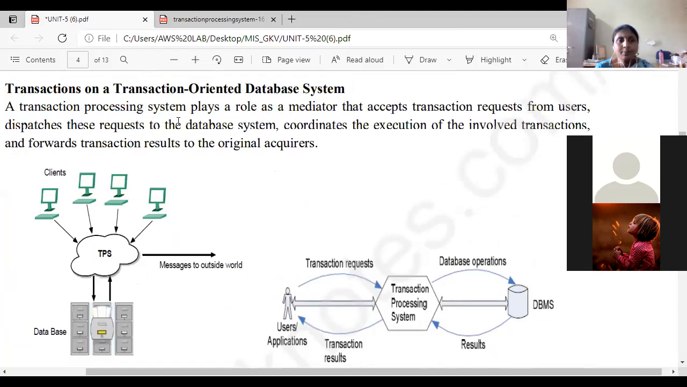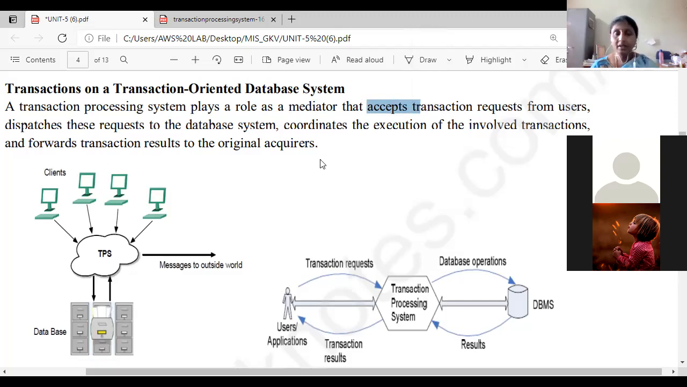See here, a transaction processing system plays a role as a mediator. It is going to accept the transaction requests from the users and dispatch these requests to the database system. So whatever transaction requests are coming from the users, it accepts those requests and dispatches them to the database system.